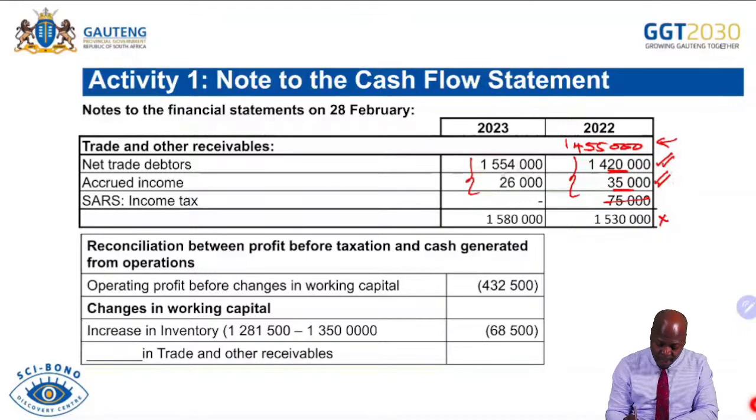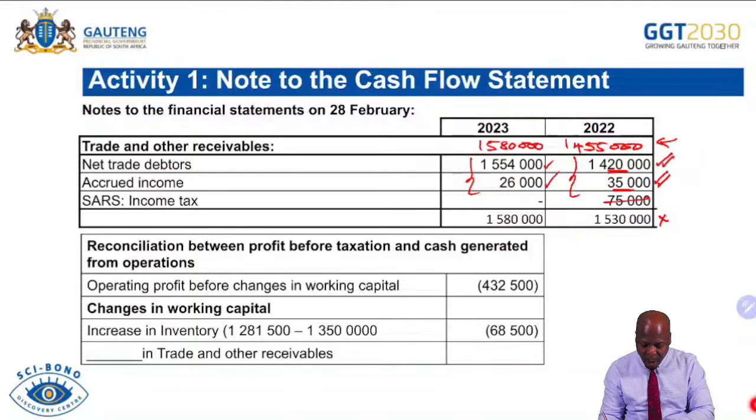Let's come to 2023. Let's see how much we get here then. In 2023, we're saying 1,554,000, then you say plus 26,000. Can I say it again? 1,554,000, which is your net trade debtors. Then you add accrued income of 26,000. Once you add these ones, how much do you see on your calculator? Please give me the figure. All right, so you get 1,580,000.